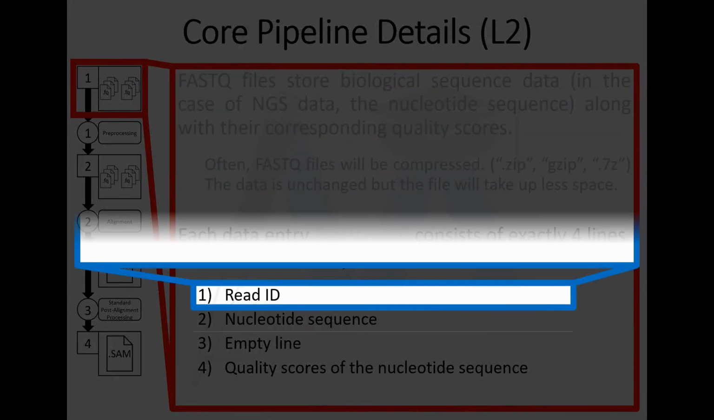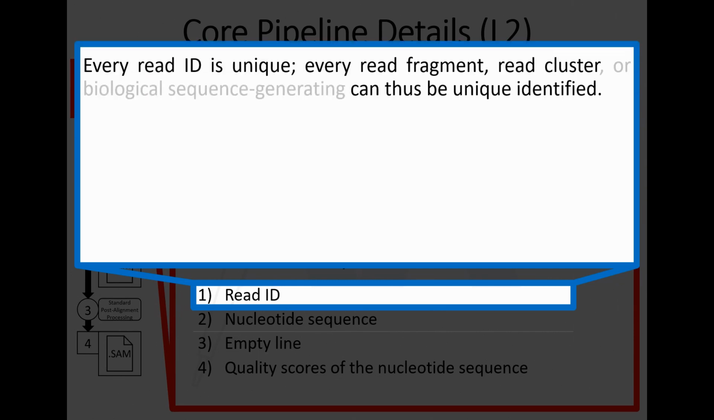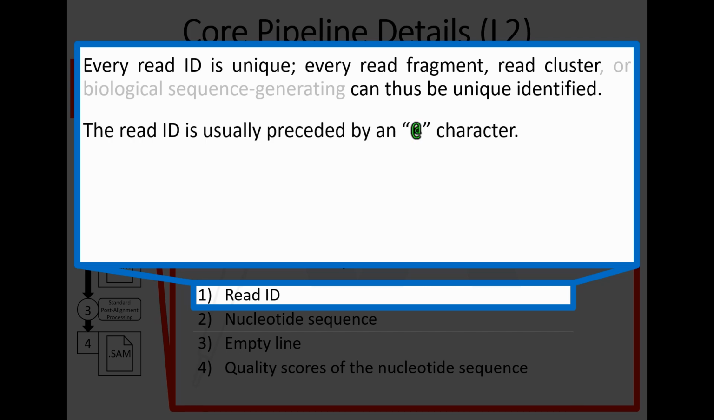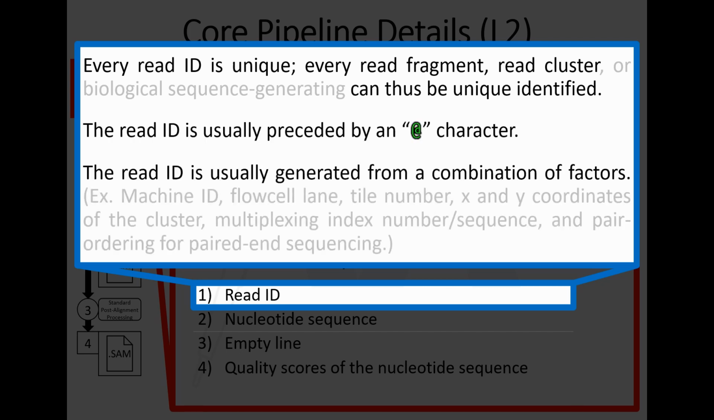Let's talk about the read ID. Each read ID is, in theory, unique. No two reads in existence should have the same ID, since read IDs are normally generated by a combination of factors, such as the ID of the sequencing machine, the time and date of the sequencing run, flow cell coordinates, and so on. Read IDs are usually preceded by an @ character.